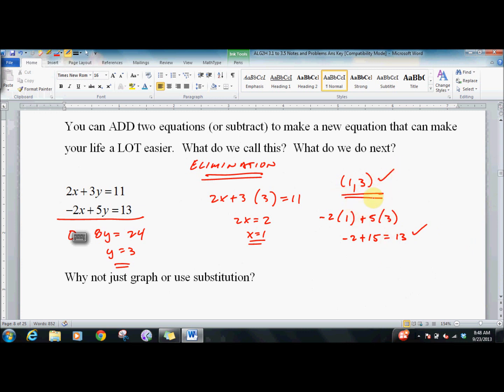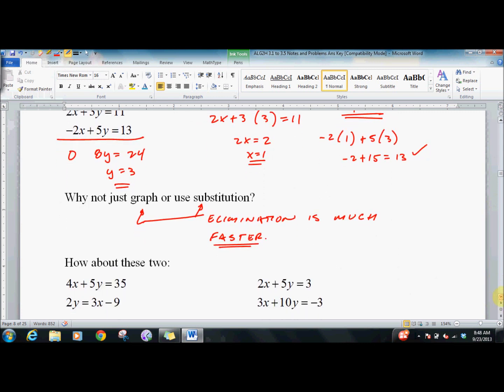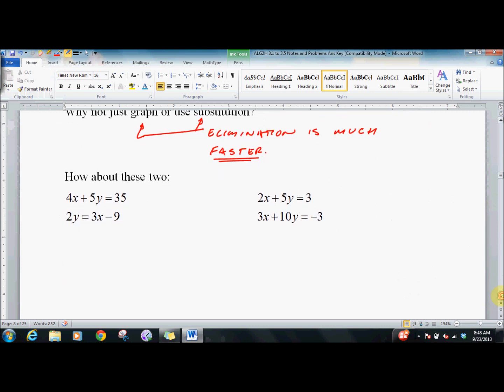So why not just graph or use substitution with this? Elimination, as you just saw, is much quicker. It's really the preferred method for solving equations if we have the option. The nice thing about graphing is it's visual. You understand, oh, parallel lines, no solution, same line, infinite number of solutions. So that's why we did that first. And substitution is just another way to do it. Sometimes it sets up nicely, sometimes it doesn't. Elimination is typically the best way to do it.